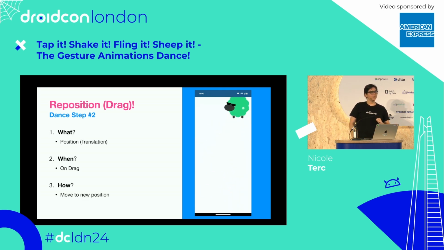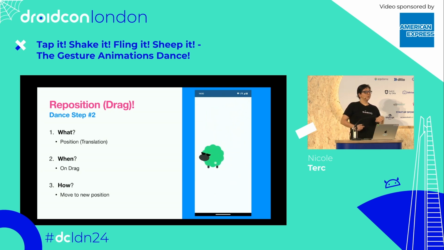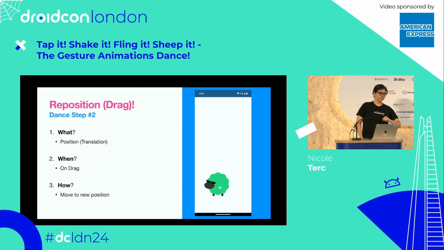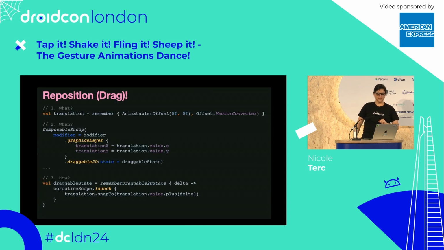Again, we're going to answer our 3 questions: what, when, and how. In this case, we're going to be changing the position. We're going to be changing it whenever there's a drag gesture on our chip. And we're basically just going to be moving the chip wherever the finger is going. So let's translate this again into code, which would look like this.